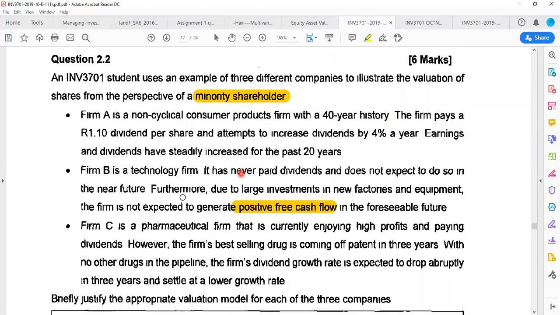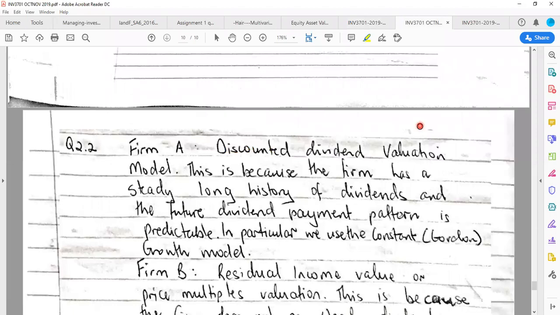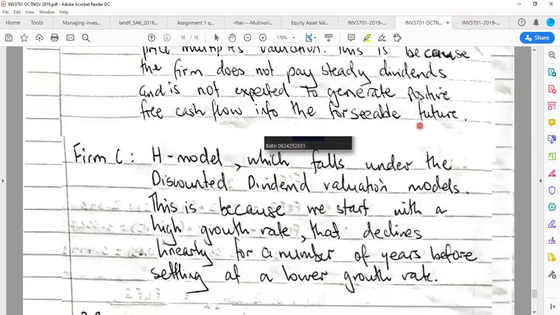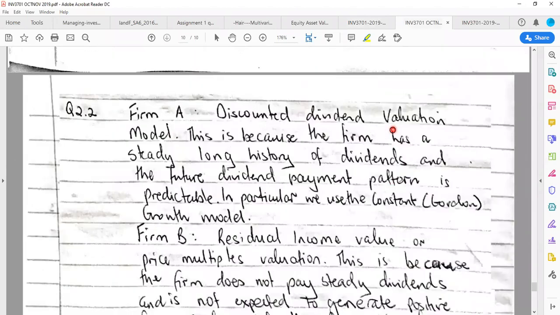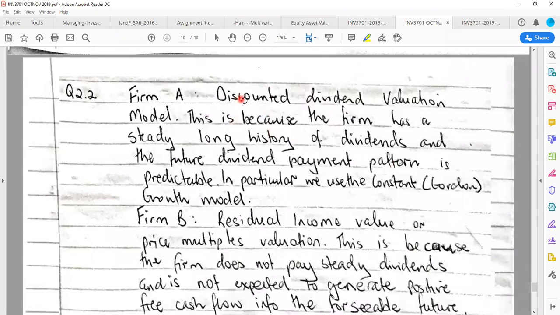So sometimes trying to think back on things you've already calculated in the exam can help you to answer such a question. We've just touched on a question where there's high growth that declines for a number of years. So we can use some of that information to help us to answer question 2.2, right? So let's just discuss the type of valuation model that would be appropriate in each scenario. And let's also give the reasons why.